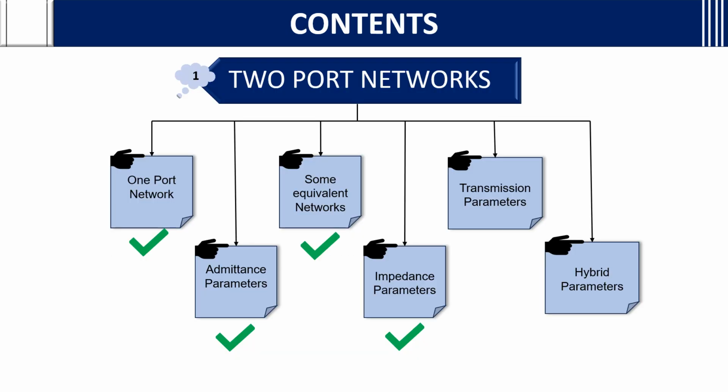Then we are now done with one-port network, admittance parameters, some equivalent networks and impedance parameters. We are left with two topics to complete the first chapter of module 2. With a new topic, I'll upload my next video later. Now I'm stopping the video here.